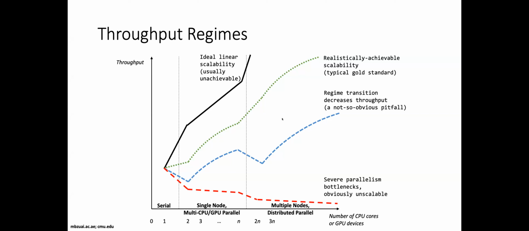What you want to avoid is the blue line, where you go from one GPU to two and you actually get slower, or you go from n GPUs in one box to two n GPUs in two boxes and you get slower.